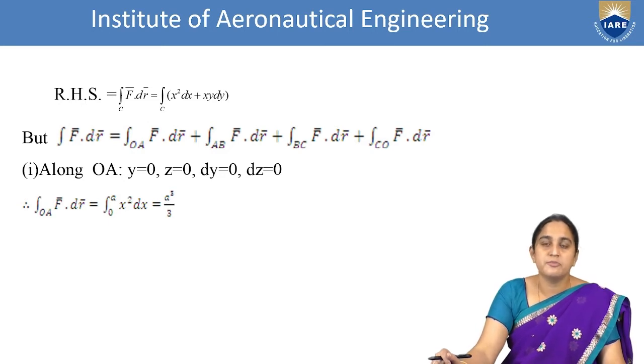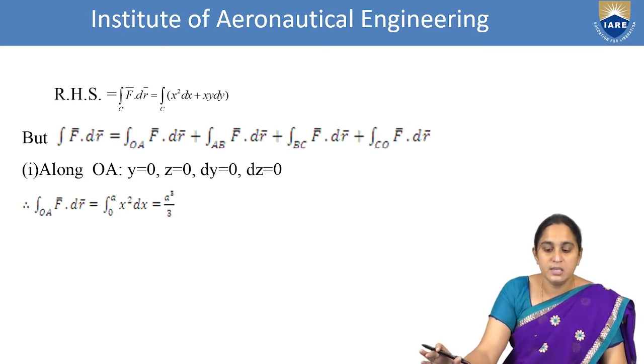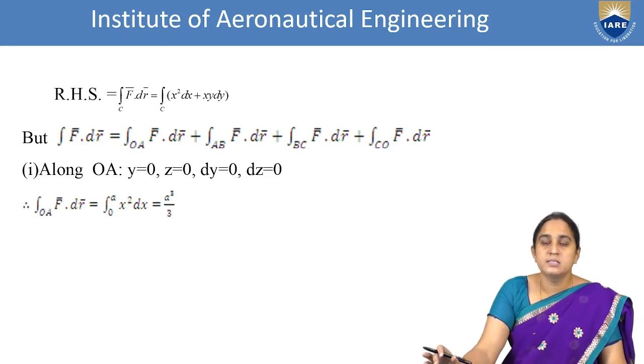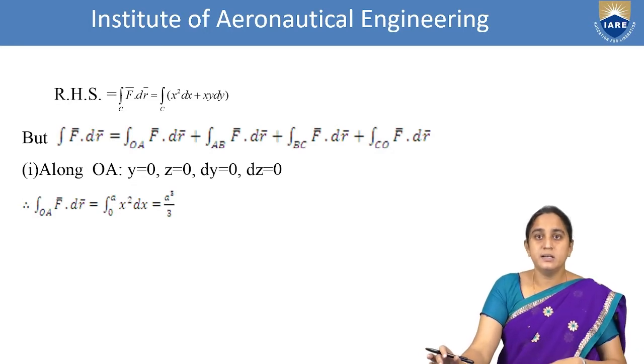Okay, integral over C of F dot dr. What is this? It is a line integral along the square. Square means here how many parts are there and how many lines are there? OA, AB, BC and CO.